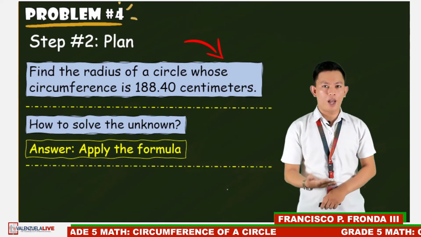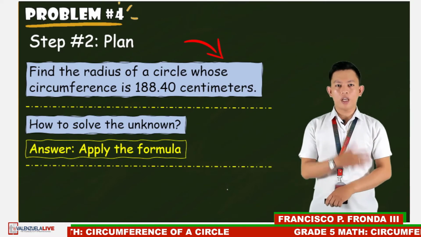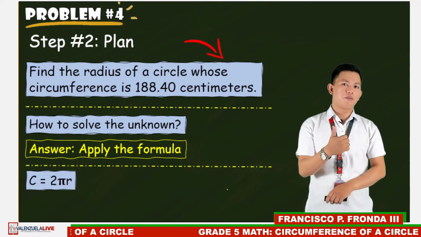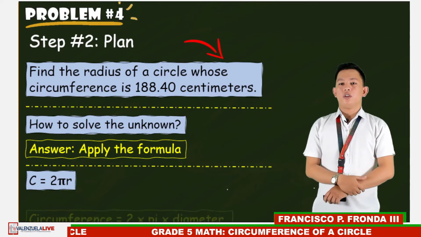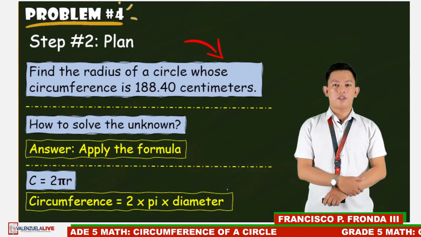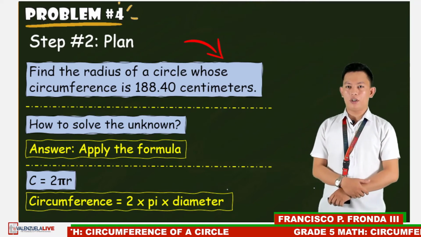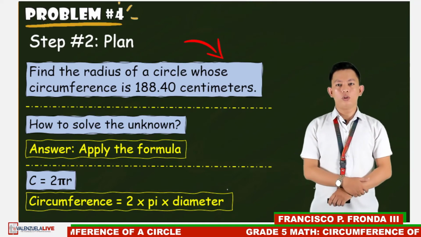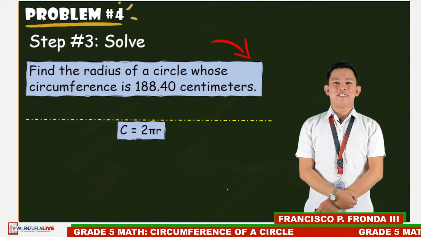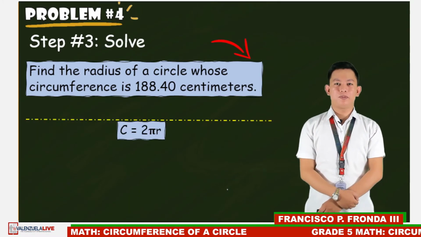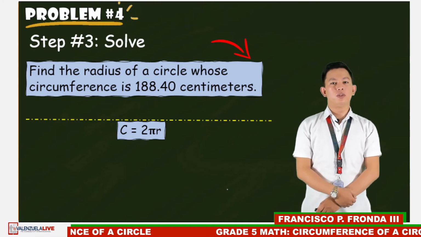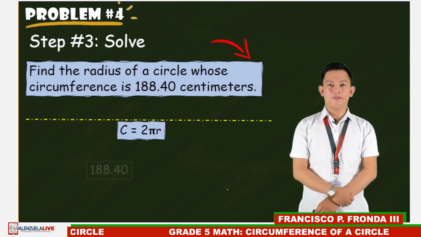Again, we're going to apply the formula. What type of formula that we're going to use? Good job. We're going to use circumference is equal to pi times 2 times the diameter, or C is equal to 2 times pi times r. Now, let's solve this problem. We're going to use the formula C is equal to 2 times pi times r.